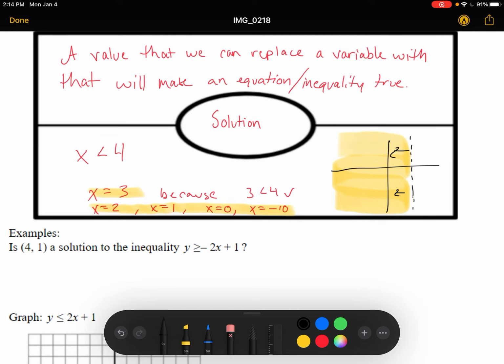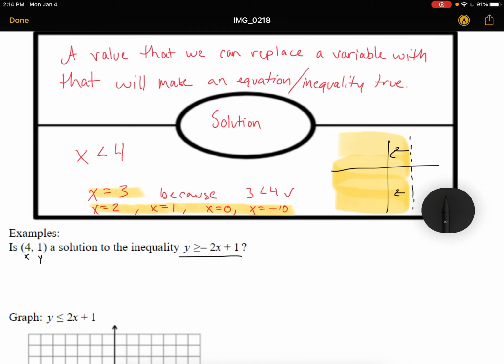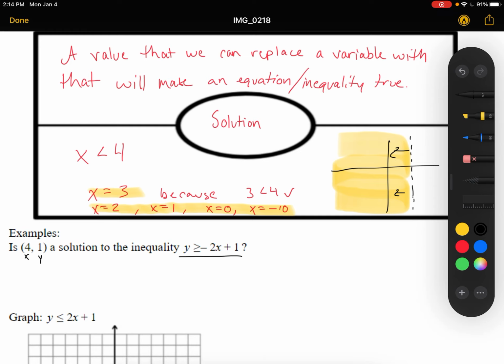So first things first, let's just test that background knowledge. Is (4, 1) a solution to the inequality y is greater than or equal to -2x plus 1? So first things first, our x, y ordered pair. Like it says in our definition, we're going to replace our variables with what we're given here. So we're going to replace y with a 1, and we're going to replace x with a 4. And we're just going to see if this is true or not.